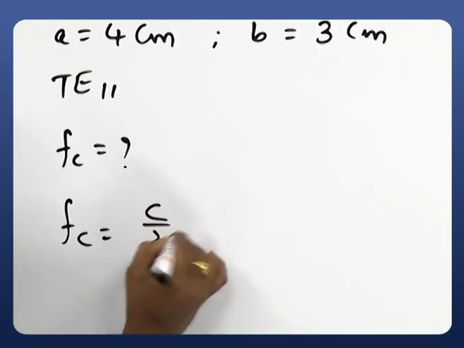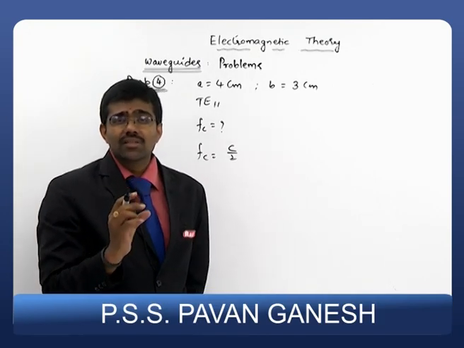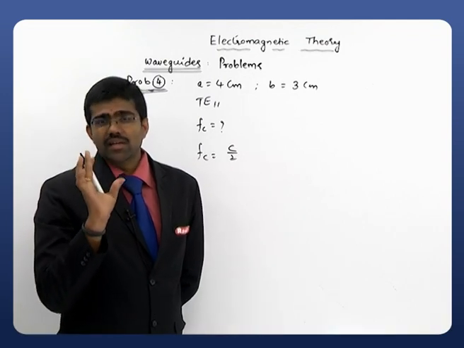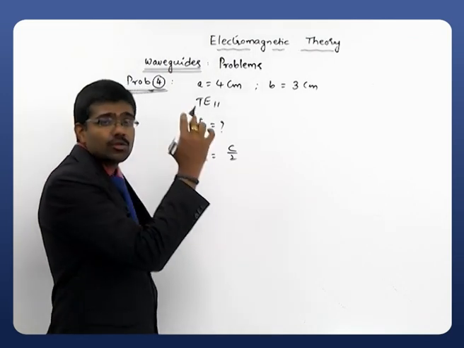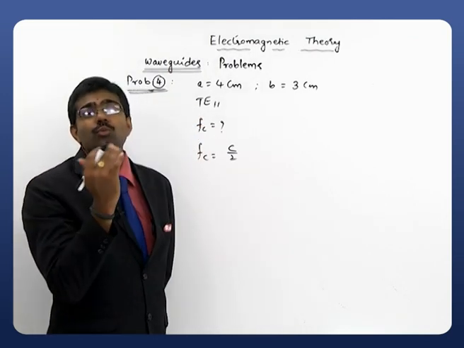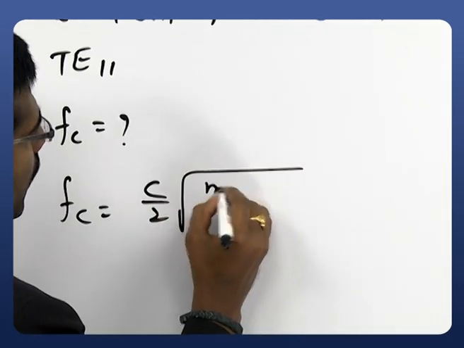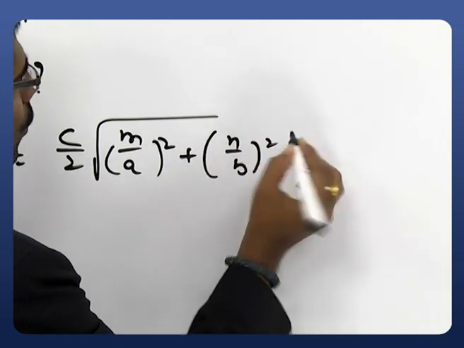Fc is equal to c by 2, and until and unless mentioned, clearly remember that the waveguide is filled with air. That's why it's an air filled rectangular waveguide. That's what we are assuming. That's why here I am writing c. Otherwise, you are supposed to write 1 by under root mu epsilon. Remember that point. c by 2 square root of (m by a) whole square plus (n by b) whole square.